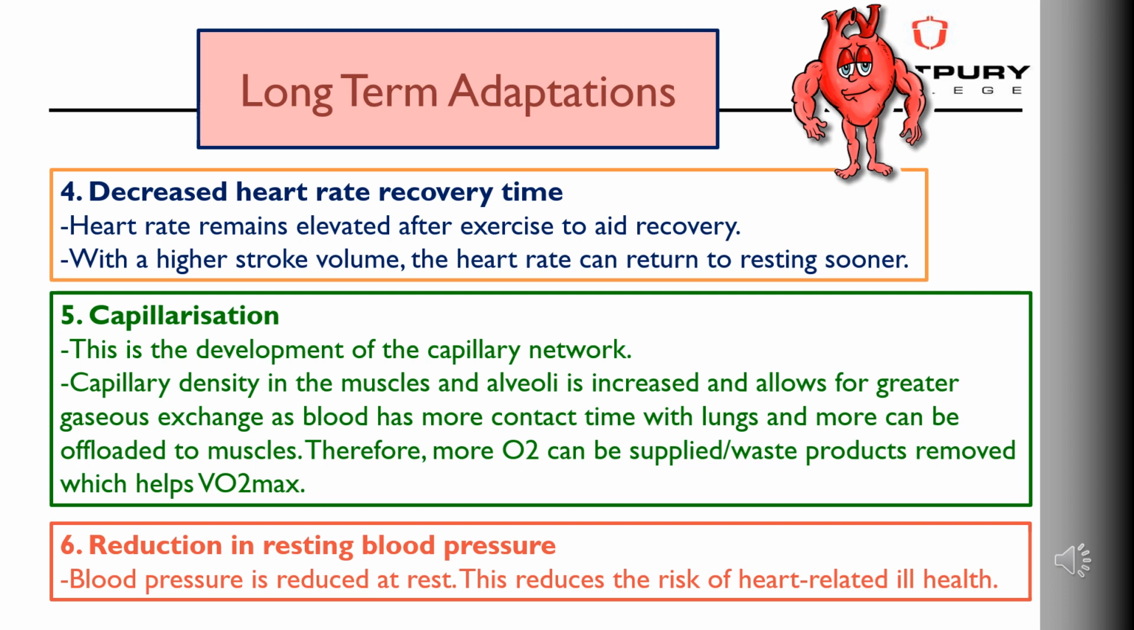The fifth one, capillarization, so that's the development of the capillary network. So it means that they're more dense in the muscle and the alveoli, and that allows for greater gaseous exchange because there's more contact time with the lungs, so we can offload that to the muscles. So more oxygen can be supplied. We can get rid of the waste products, which helps with your VO2 max, which is that oxygen consumption. Okay, so we can consume more oxygen when we're exercising. And reduction in blood pressure, that resting blood pressure. So blood pressure is reduced at rest, and that reduces any risk of any heart-related health problems.